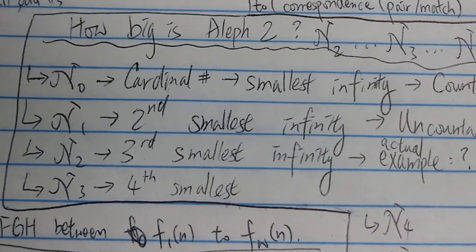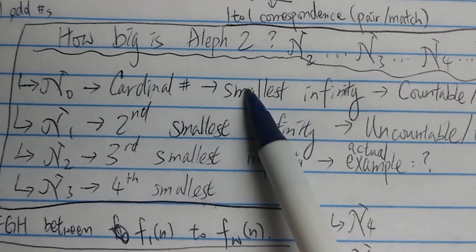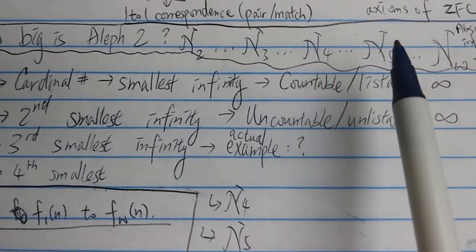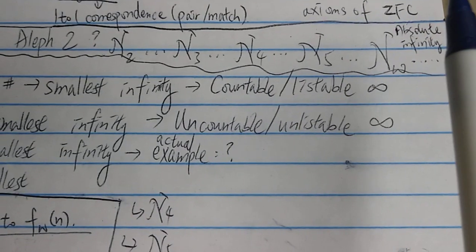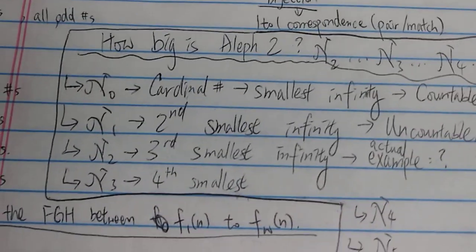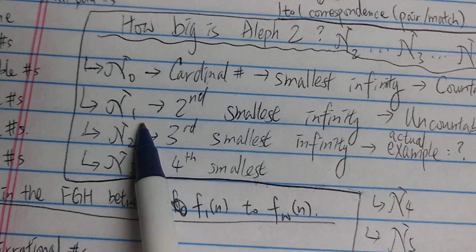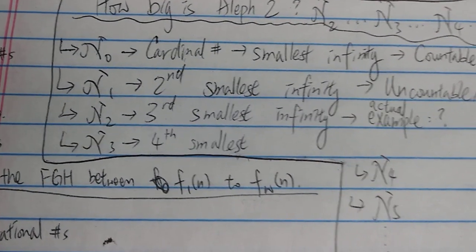Hi everyone. So today we're going to talk about how big is aleph 2 and also aleph 3, aleph 4, aleph 5, and so on, all the way to aleph omega. And what about absolute infinity? Does it exist? First of all, I have made a video about aleph-null and aleph 1 before, so maybe you can watch those videos first.